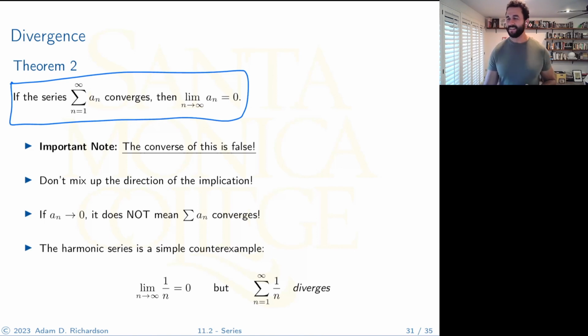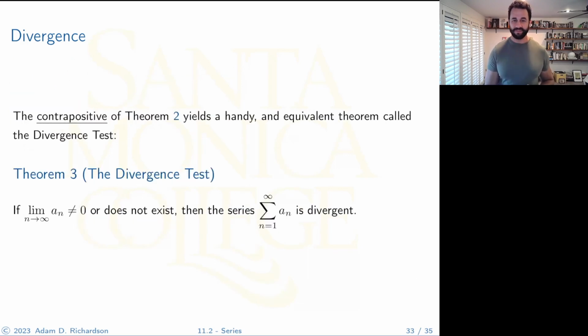Okay. Now let's look at the theorem. Let's look at the contrapositive. It says, hey, if the limit of the sequence does not go to zero, then your series is divergent, which is really, really handy. It's just really, really handy.